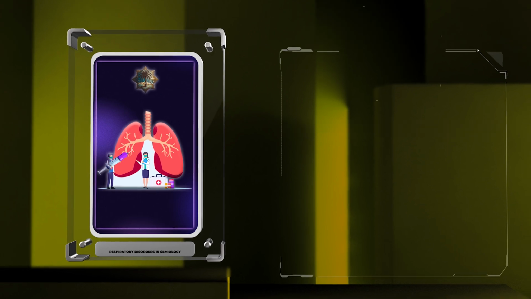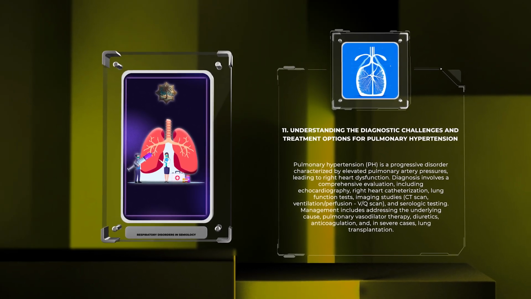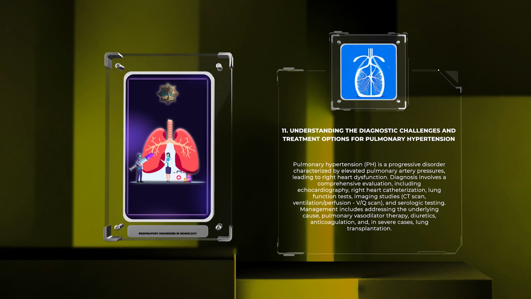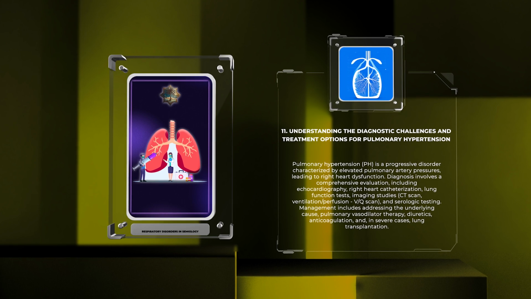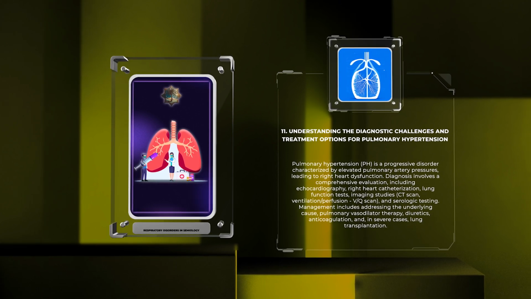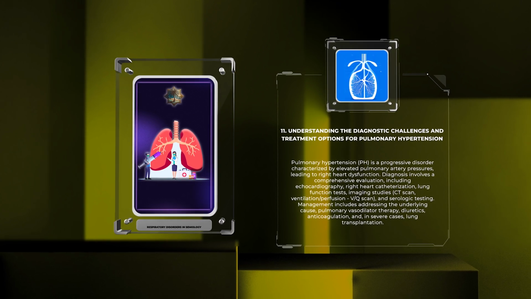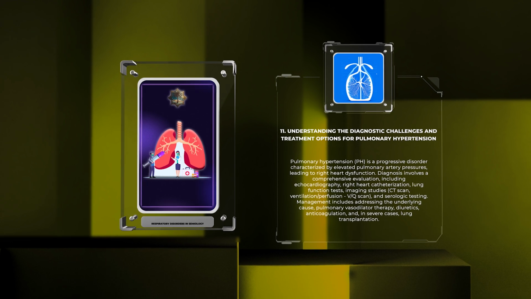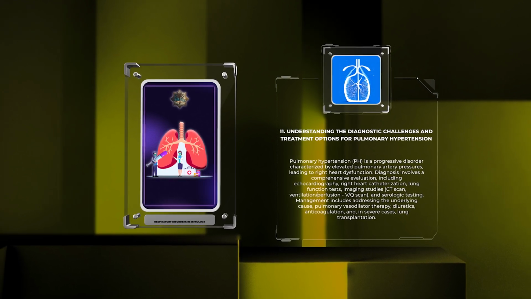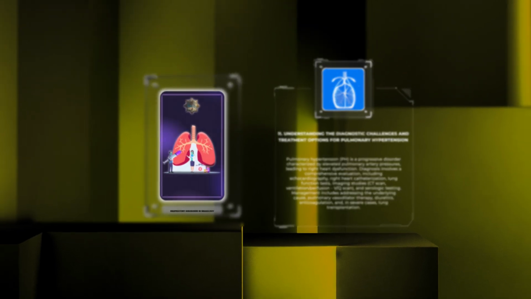Pulmonary hypertension, PH, is a progressive disorder characterized by elevated pulmonary artery pressures, leading to right heart dysfunction. Diagnosis involves a comprehensive evaluation, including echocardiography, right heart catheterization, lung function tests, imaging studies, CT scan, ventilation/perfusion, VQ scan, and serologic testing. Management includes addressing the underlying cause, pulmonary vasodilator therapy, diuretics, anticoagulation, and, in severe cases, lung transplantation.